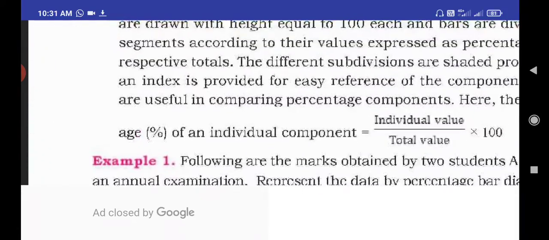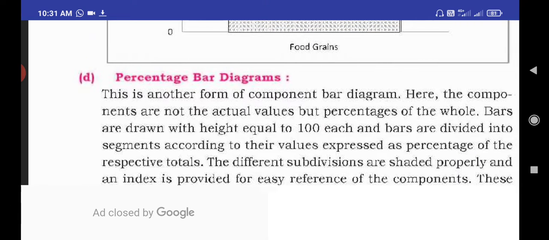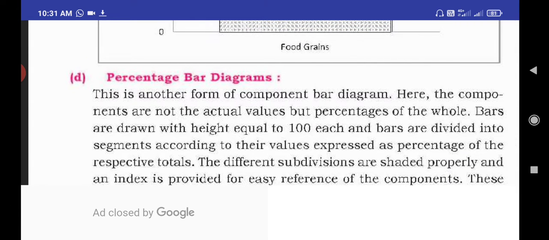Next, last one is percentage bar diagram. Percentage bar diagram means this is another form of component bar diagram. Here the components are not the actual values but percentages. The whole bars are drawn with a height equal to 100 each, and bars are divided into segments according to their values. In this percentage bar diagram, the original values are not actual values.